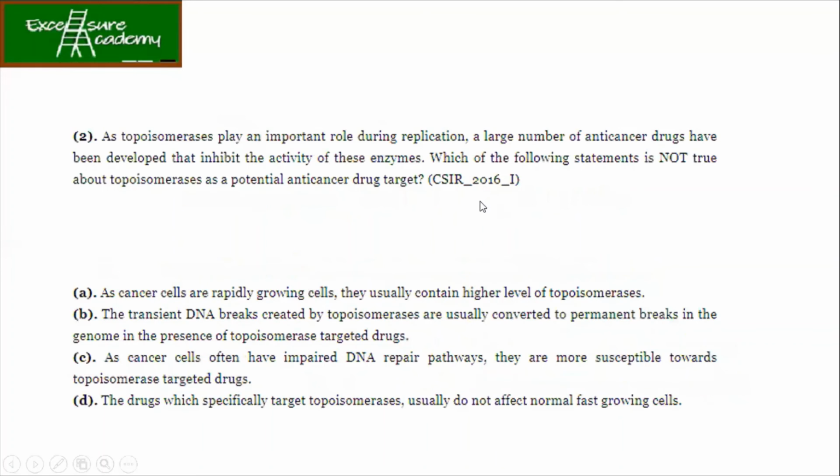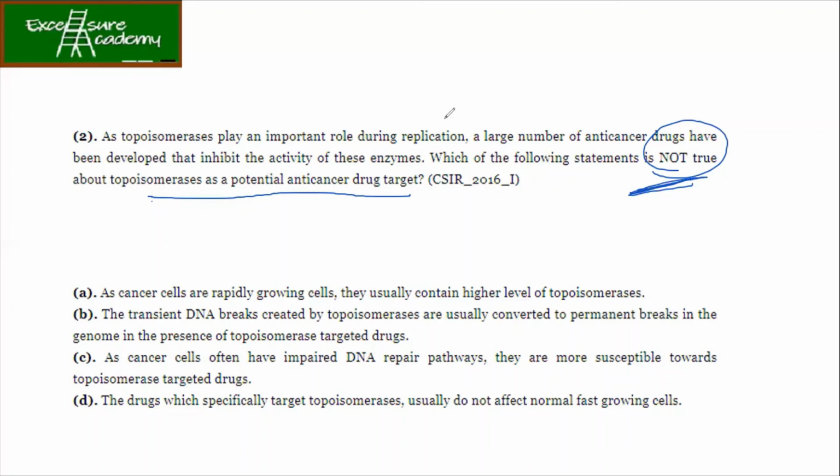Now, next question. As topoisomerases play an important role during replication, a large number of anti-cancer drugs have been developed that inhibit the activity of these enzymes. Which of the following statements is not true about topoisomerase as a potential anti-cancer drug target? Please note, in our time we did not capitalize NOT. So many times instead of giving the answer for not, we used to give the opposite answer. So just consider this: which is not true about topoisomerase as a potential anti-cancer drug target? Now tell me what will be the correct option.